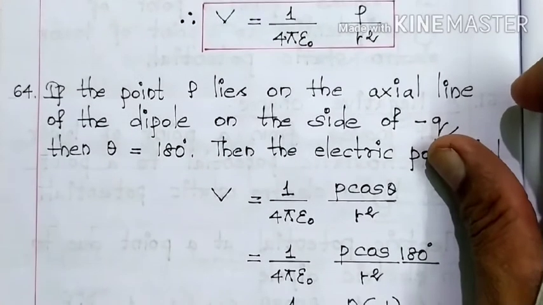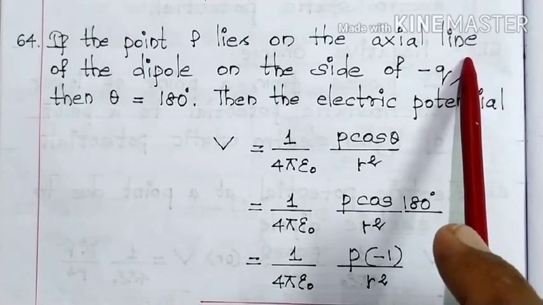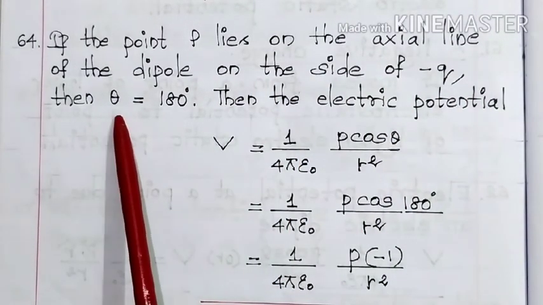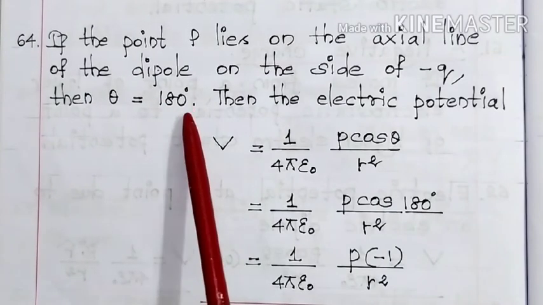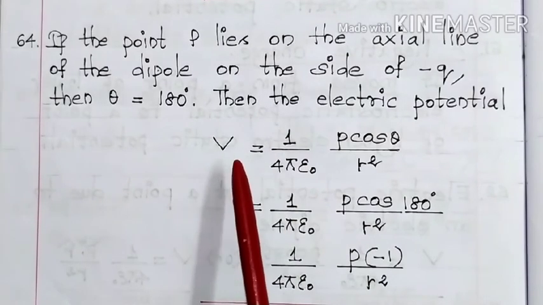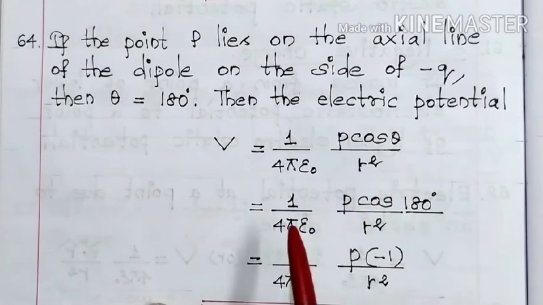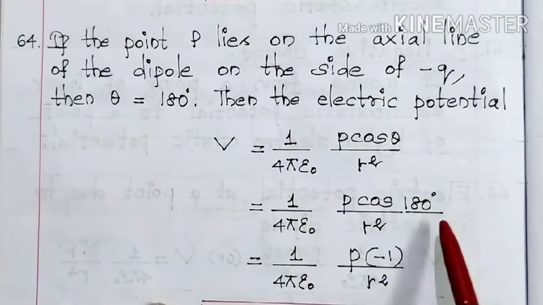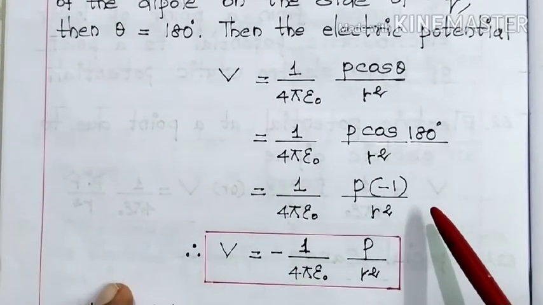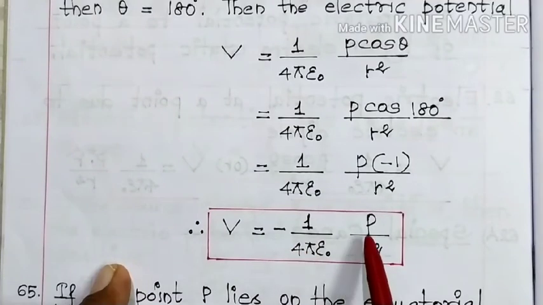Next point, if the point P lies on the axial line of the dipole on the side of minus Q, then theta is equal to 180 degree. Then the electric potential, here also I have written the equation first. V is equal to 1 by 4 pi epsilon naught P cos theta by R squared. In the place of theta I have substituted 180. So cos 180 is nothing but minus 1. So the final expression will become V is equal to minus 1 by 4 pi epsilon naught P by R squared.